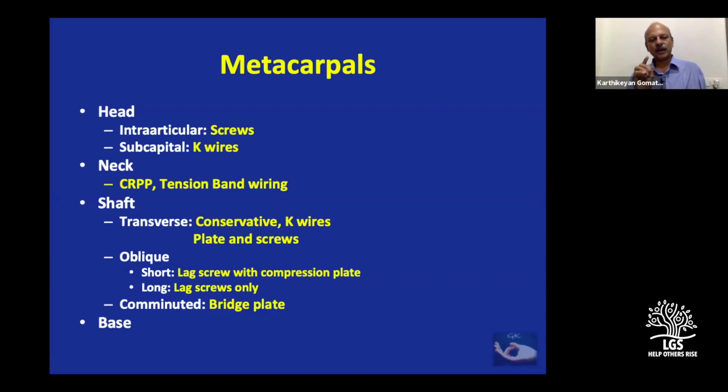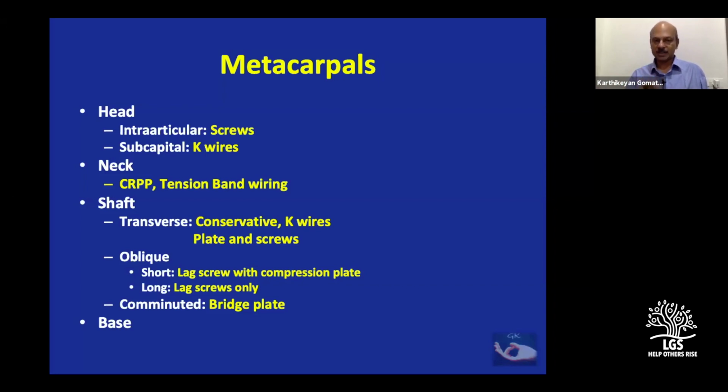Shaft fractures, if it is a transverse fracture, you can treat it conservatively if there is no angulation, if there is an acceptable angulation, or you can put in K-wires or plate and screws. If it is an oblique fracture, if it is a short oblique fracture, lag screw with compression plate. If it is a long oblique fracture, just lag screws are enough.